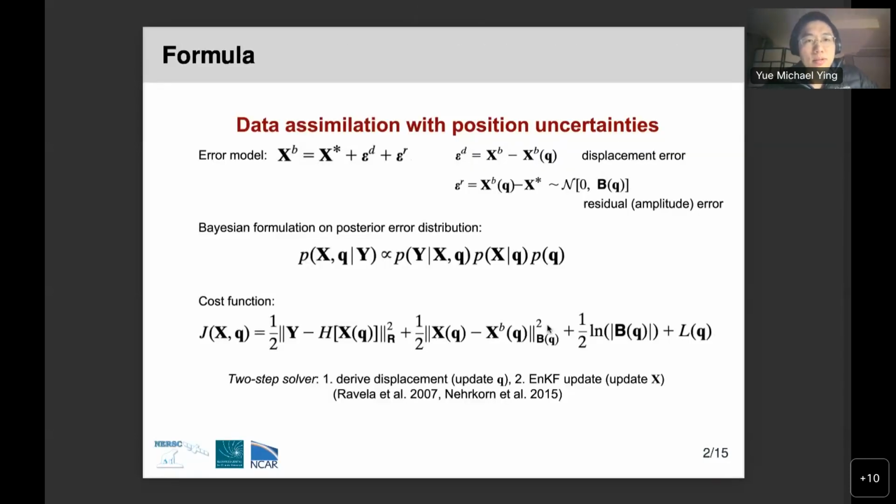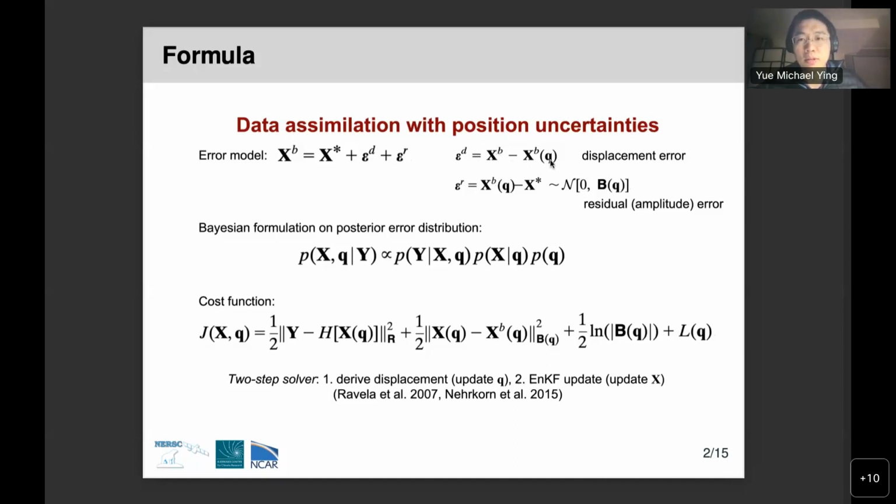So mathematically, this corresponds to an augmented cost function minimization problem. So instead of modeling the forecast error with a simple Gaussian variable, we model the prior error model as the truth plus... so the prior is equal to the truth plus the displacement error and plus the residual error, which corresponds to adjustments in the amplitude. The displacement can be done by having the prior state in a horizontal field.